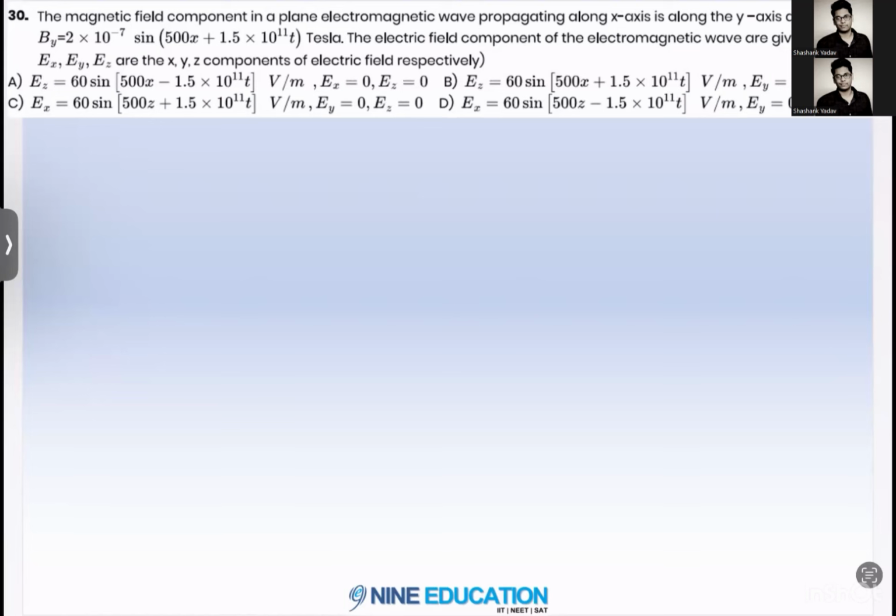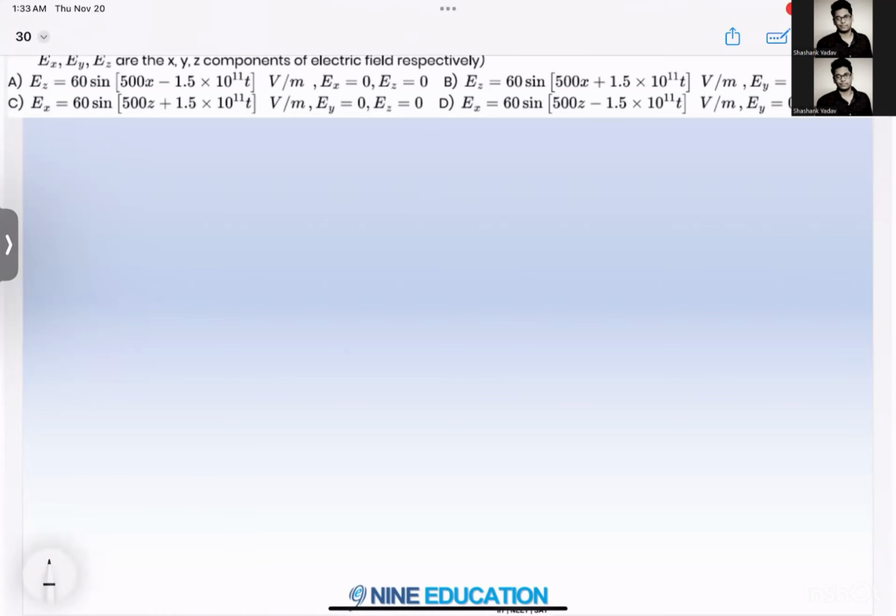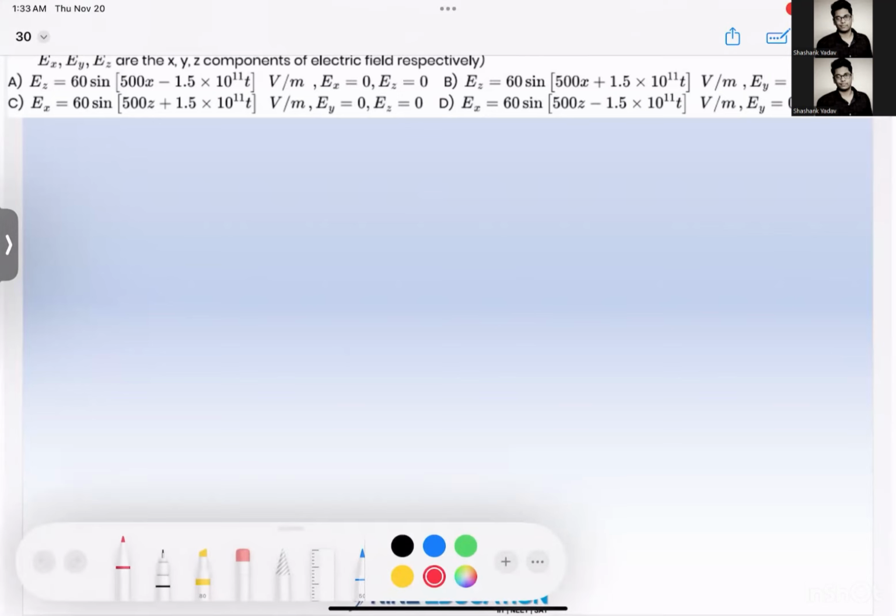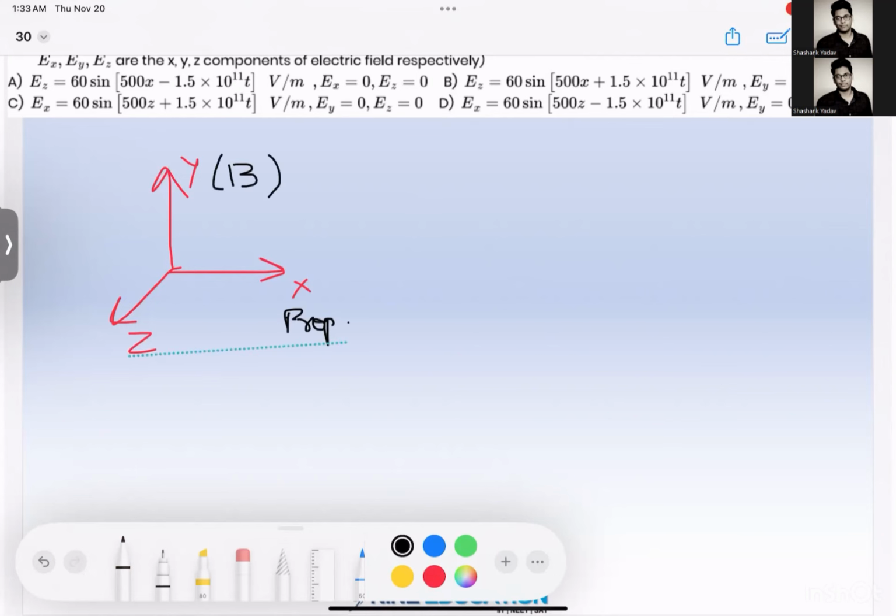So here it is said that magnetic field is in y direction. So if we represent x axis, y axis, and z axis like this, x, y, and z. Here it is given that the propagation is in x direction. That means this propagation is in this direction, and magnetic field is in this direction. Then definitely electric field must be in z direction. That means the answer must be either A or B.